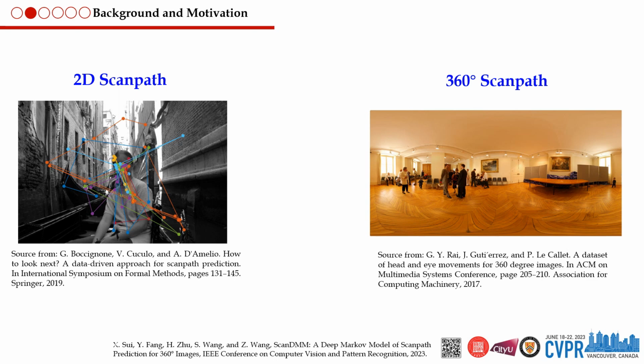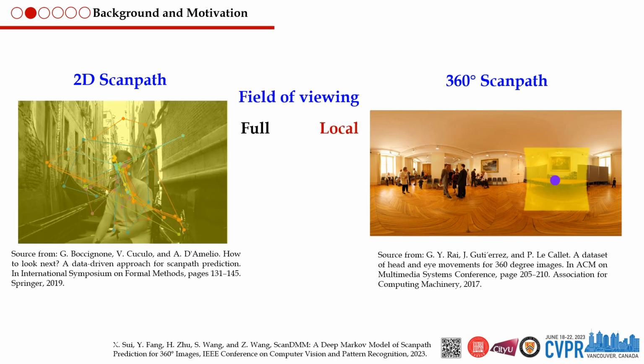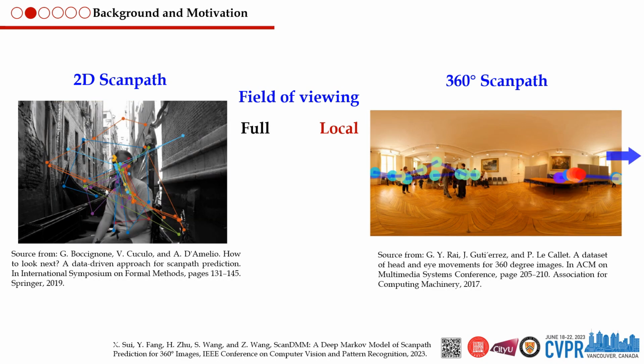Let's talk a bit about scan paths in 360-degree images. 360-degree images are greatly different from 2D images because they offer a much larger space to explore. But at the same time, users can only see a small part of the scene at any given moment, which is different from 2D visuals where you can see everything at once. Also, the scan paths in 360-degree images can look like they jump around when you project them onto a 2D plane, because the left and right edges of the image are actually connected.